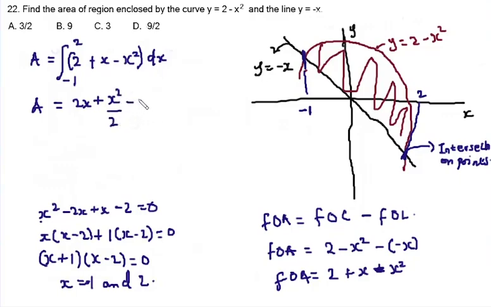Integrating this, we have minus x cubed divided by 3. And then we include our bounds. So the minus 1 is our lower bound and the 2 is our upper bound. So we are going to substitute these two values into this.